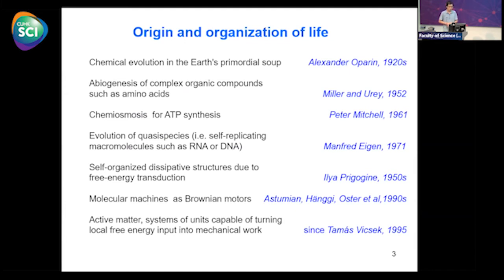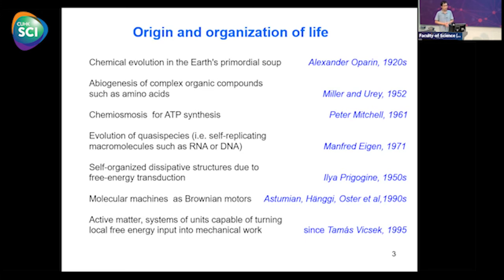In the 1920s, Oparin proposed the idea of chemical evolution in the primordial soup. And this idea stimulated the famous Miller and Urey experiment in the 1950s, who demonstrated that complex molecules such as amino acids can form under conditions simulating the prebiotic Earth. Later, Mitchell elucidated the physical chemical mechanism for energy metabolism that is conserved in all living forms, so-called chemiosmosis for ATP synthesis. And at a similar time, Eigen proposed the evolution of quasi-species, that is precursors of macromolecules such as RNA and DNA before the origin of the true form of life.